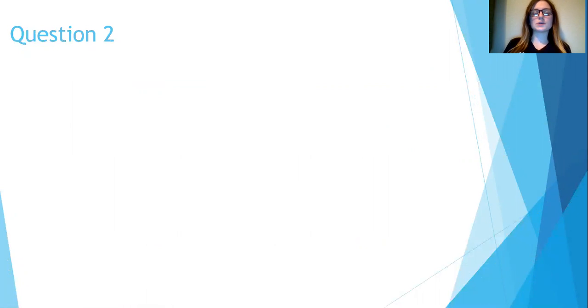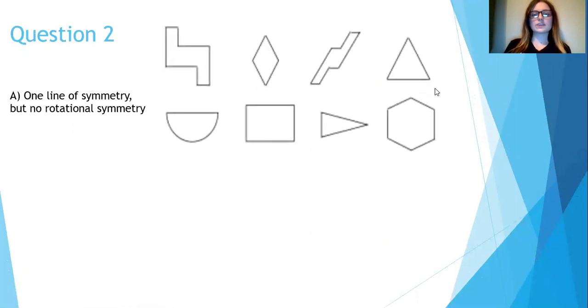So for question 2, we are given these figures, and we have to figure out which figures have one line of symmetry. So this figure right here does not have any lines of symmetry. The diamond has one line of symmetry. The triangle has one line of symmetry. The half circle has one line of symmetry. The rectangle has one line of symmetry. This triangle has one line of symmetry. And this hexagon has one line of symmetry.